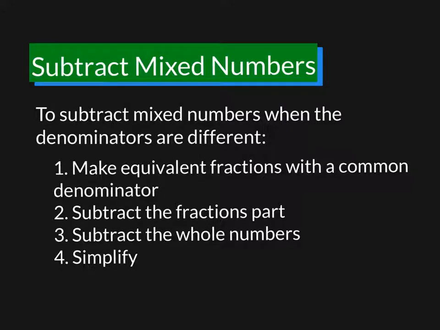Now you know that you can't add or subtract fractions or mixed numbers if they have different denominators. So to subtract mixed numbers, if the denominators are different, you have to start by finding the lowest common denominator. Then you're going to make equivalent fractions with a common denominator. You're going to subtract the fractions part, then you're going to subtract the whole numbers, and finally you're going to simplify.